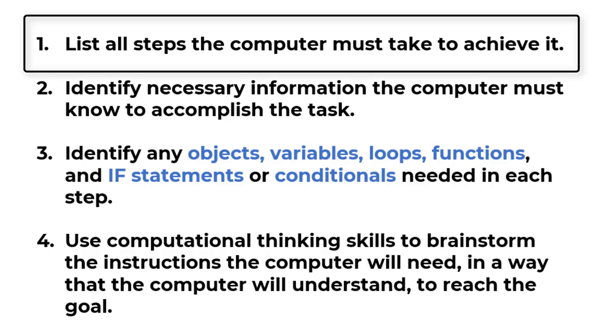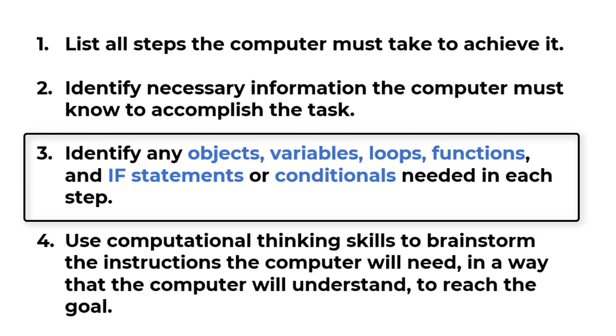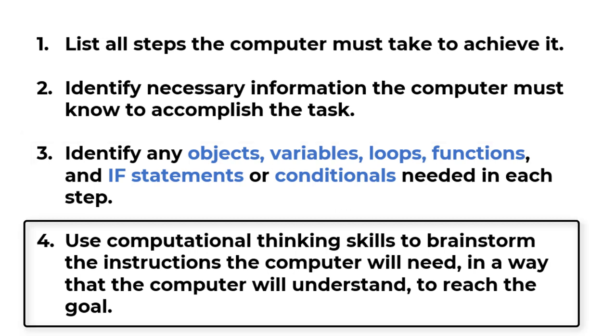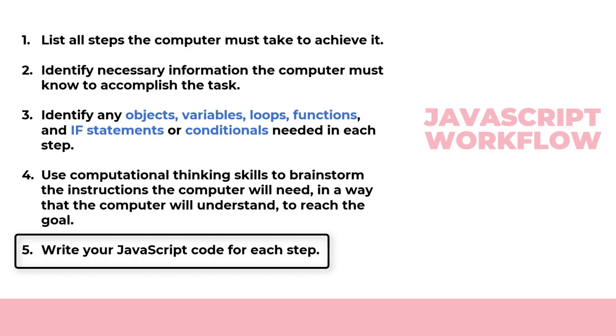Step 1. With your end goal in mind, list all the steps the computer must take to achieve it. Step 2. Identify any necessary information that the computer needs to know in order to accomplish the task. Step 3. Identify any objects, variables, loops, functions, and if statements or conditionals that might be needed in each step. Step 4. Use computational thinking skills to brainstorm the instructions the computer will need in a way that the computer will understand in order to reach the goal. Step 5. Write your JavaScript code.